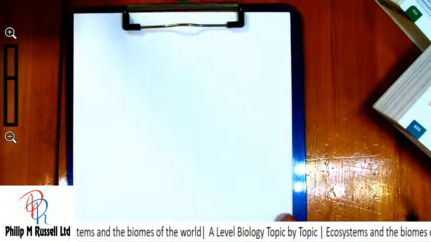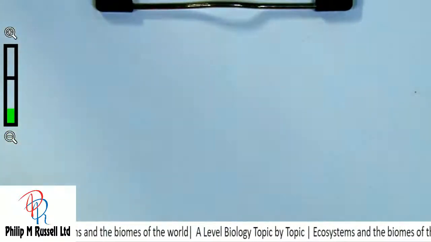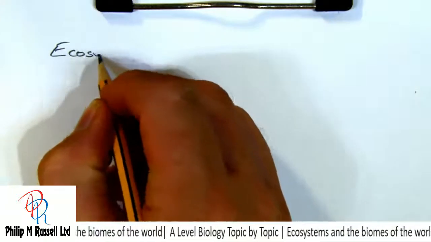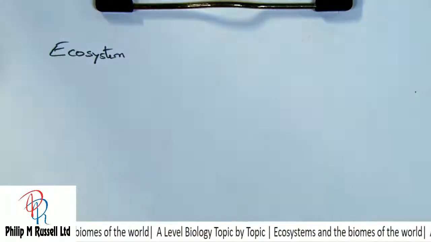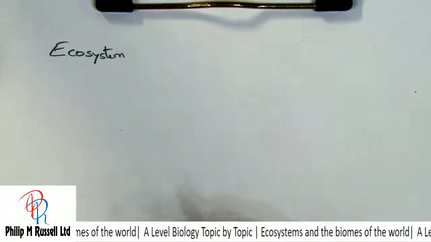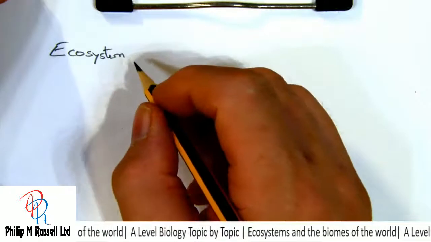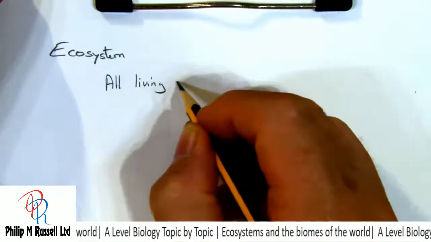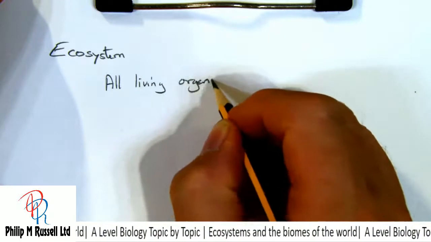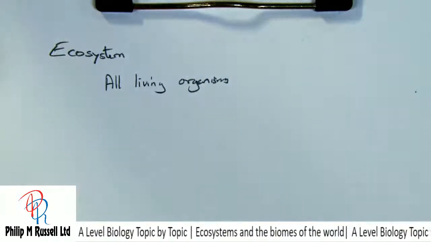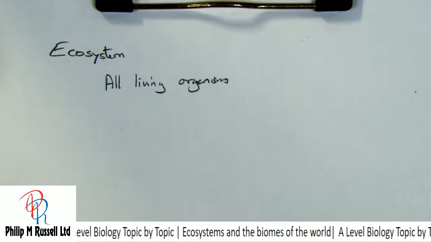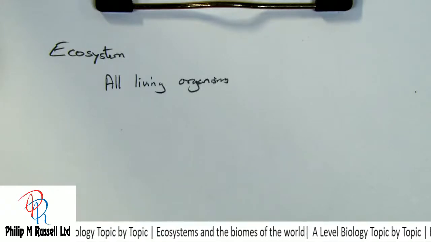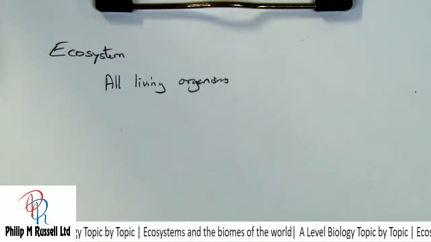So let's have a look at an ecosystem. We'll zoom in here and we'll have a think about what is an ecosystem. So an ecosystem is made up from basically everything that's going on. So it's basically all the living organisms that we can think of, how they live, how they interact with one another in a defined area. But it's also something to do with the physical factors that are there in this region.